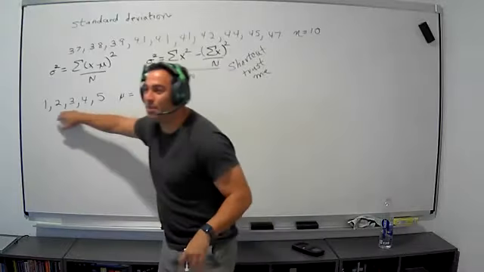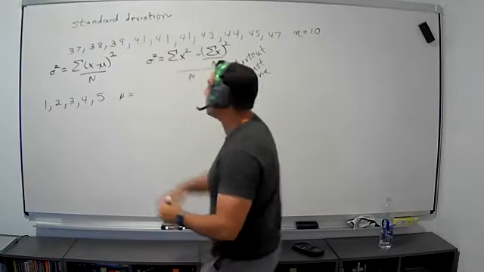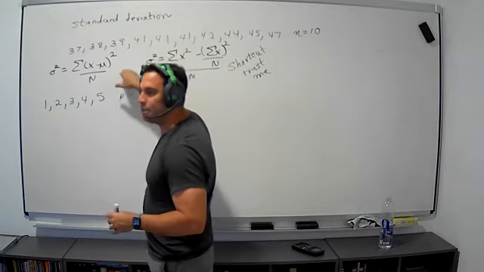Okay. We're going to find the mean. Add them all up. We're going to do the mean first, and then execute the variance.